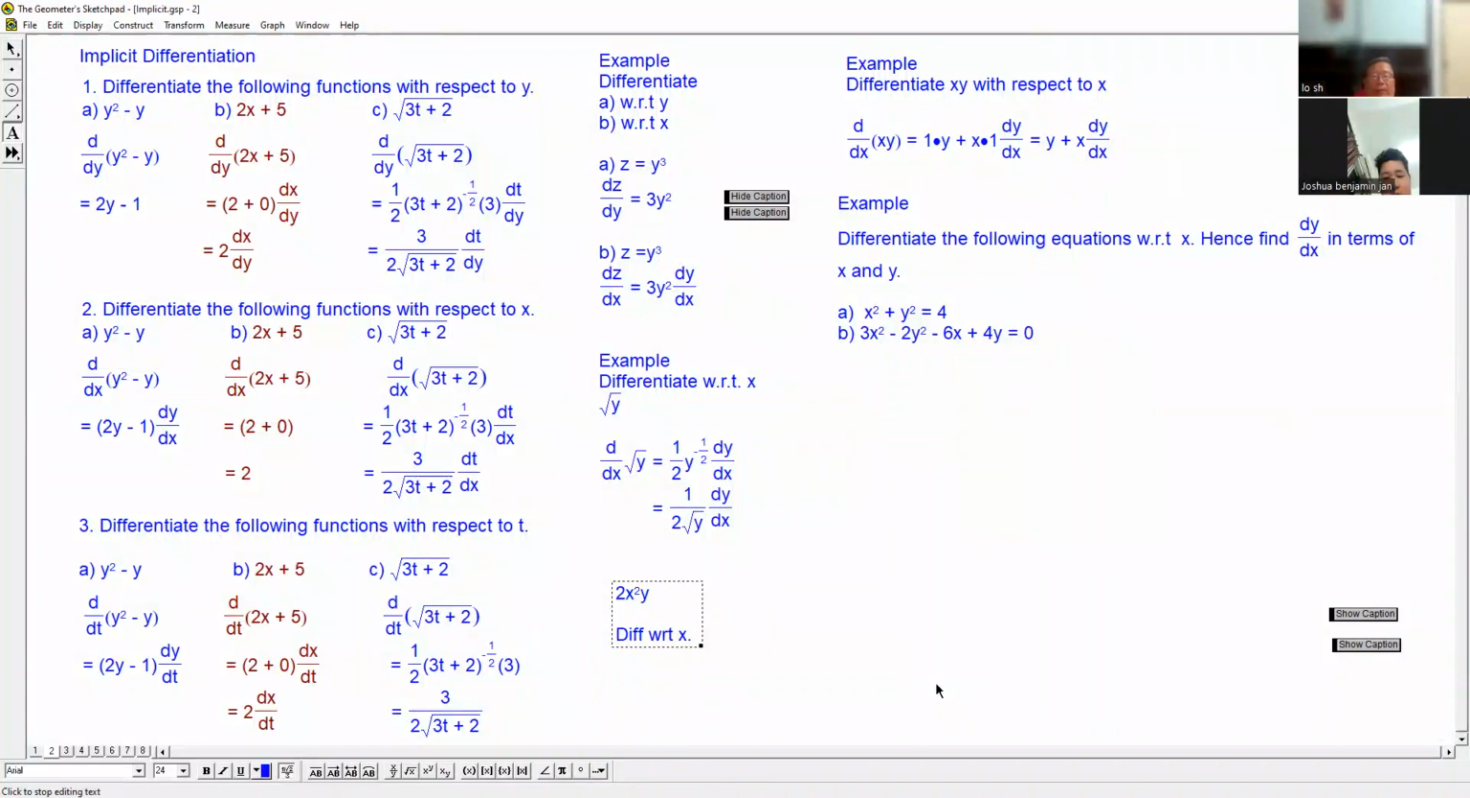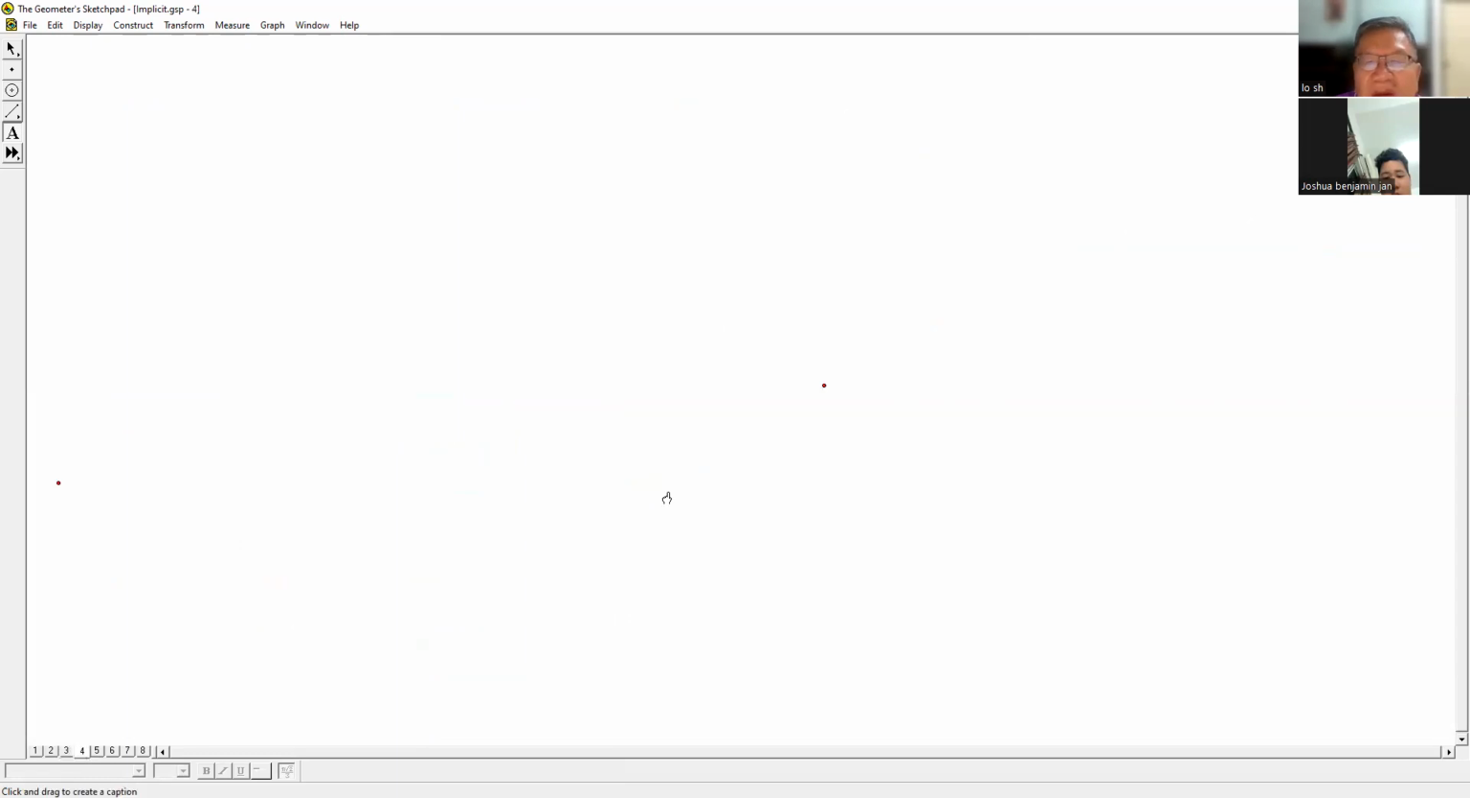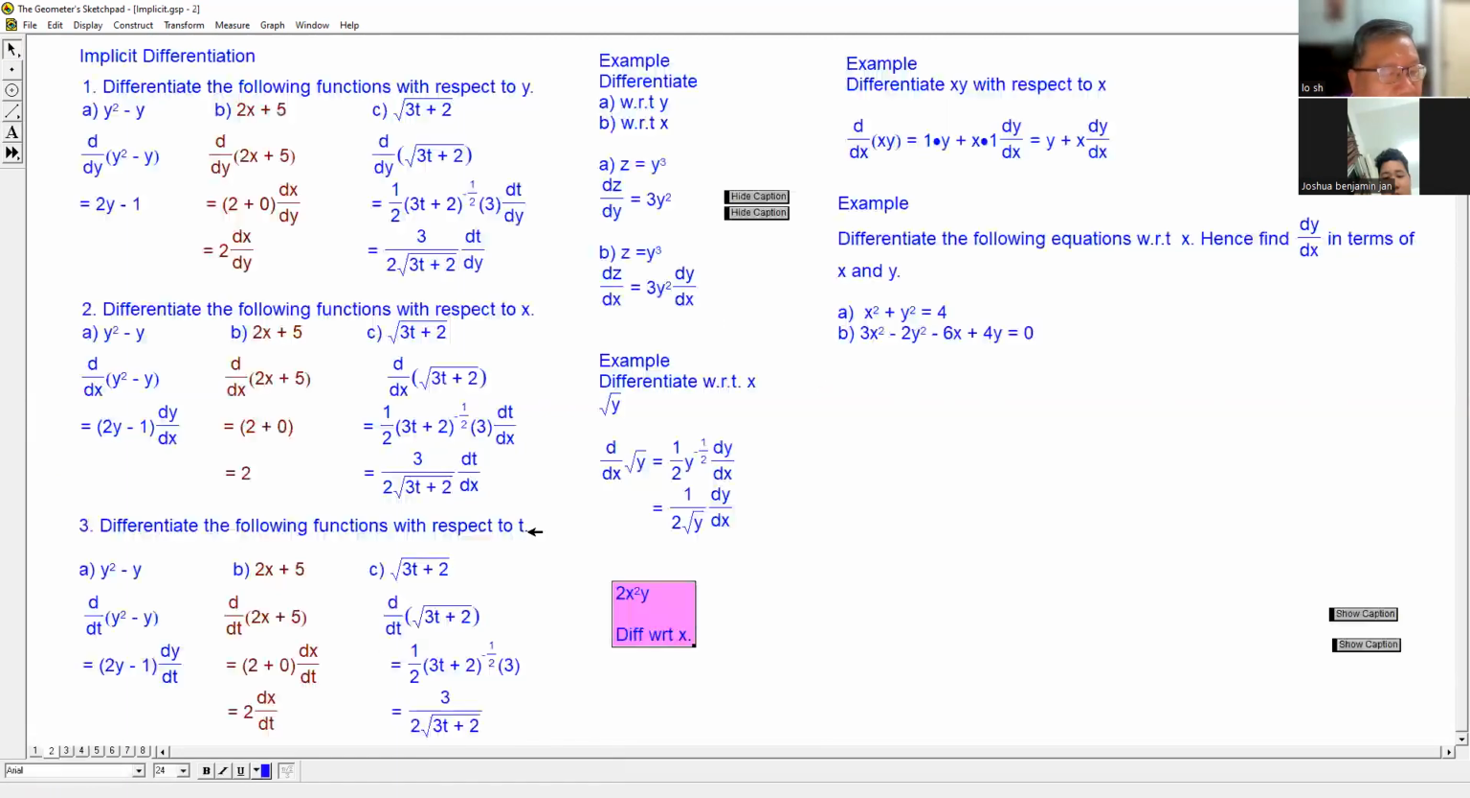You refer to this one. Differentiate the first one, keep the second one. Keep the first one, differentiate the second one. You refer to this.